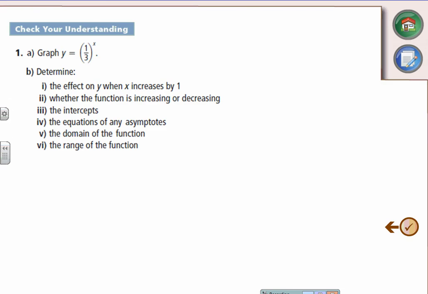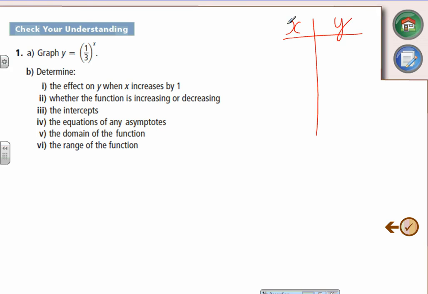All right, let's do our first question now. We're going to graph this and answer those questions. Well, let's get the graph going. So first and easiest way to graph this is just to do a table of values. So let's hammer that down there.